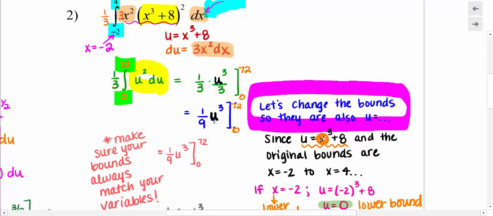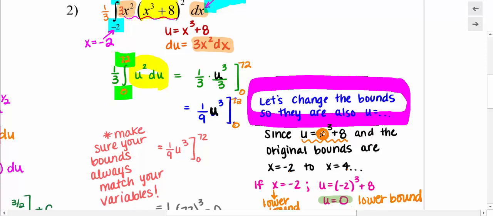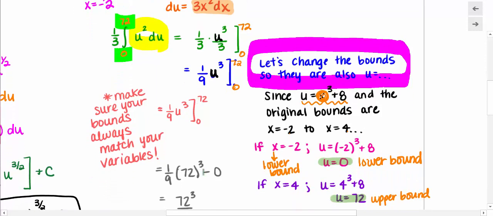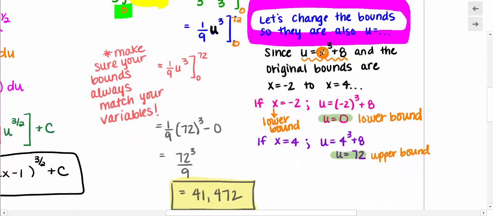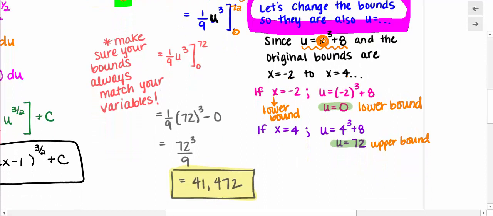So that would be going from 0 to 72. I integrated and got u cubed over 9, or 1/9 u cubed. So that would be 1/9 of 72 cubed minus 1/9 of 0, which is 0. So it's 72 cubed over 9. So just make sure that your bounds will match.